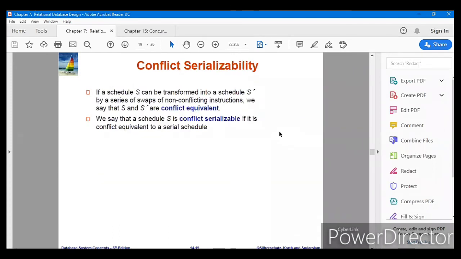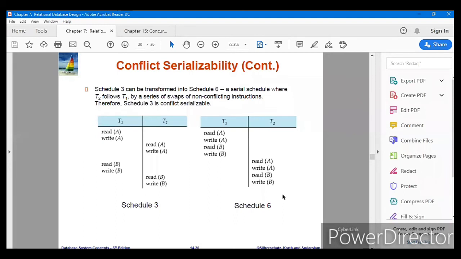Conflict serializability: if a schedule S can be transformed into a schedule S dash by a series of swaps of non-conflicting instructions, we say that S and S dash are conflict equivalent, because we try to remove the conflict by swapping some instructions, and thereby convert it into a serial schedule. So here, schedule 3 has non-conflicting instructions. Therefore, schedule 3 is conflict serializable. And if we convert it into a serial schedule, it becomes schedule 6 as shown here in the figure.